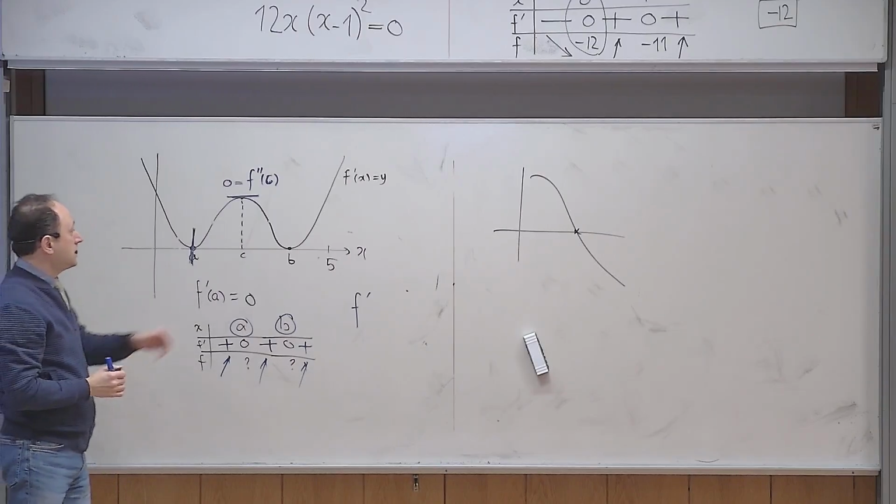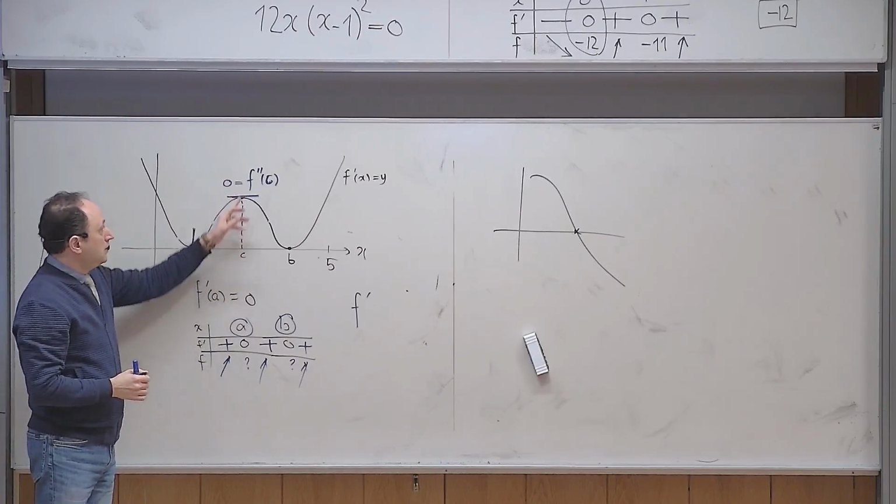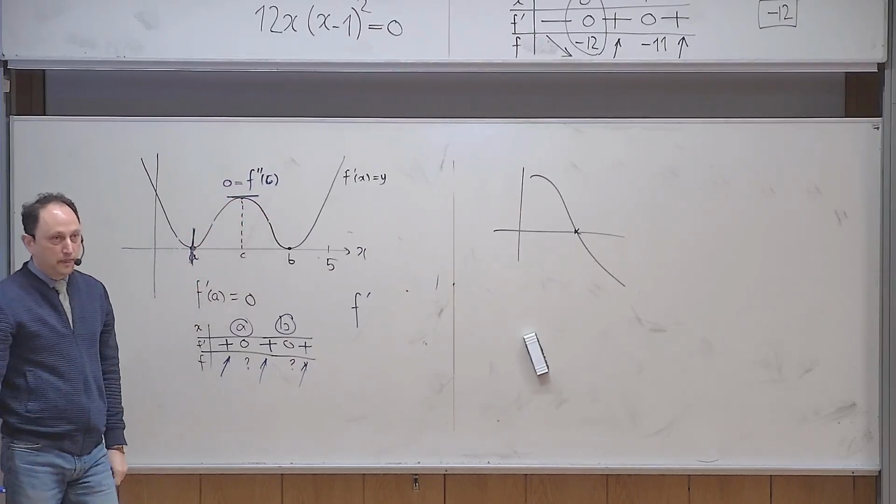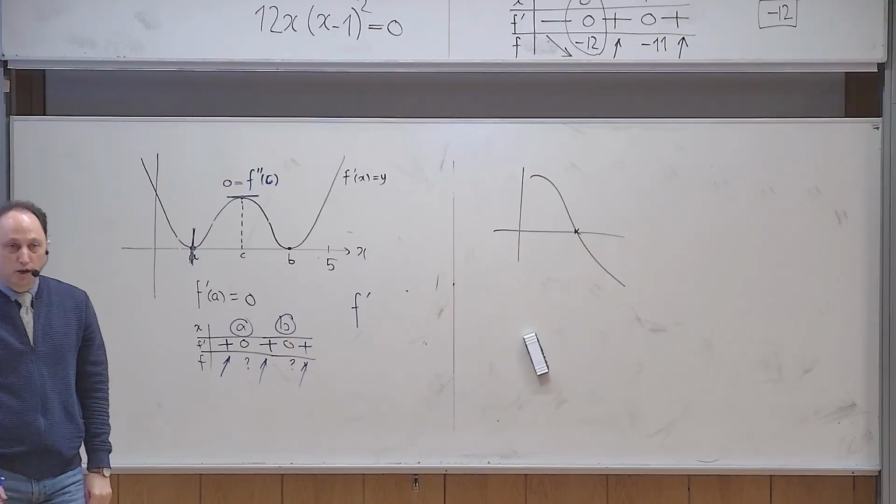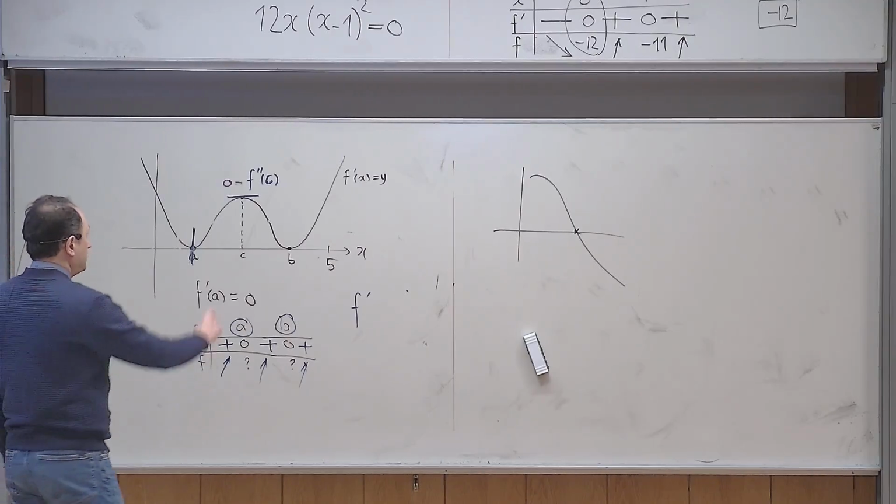Okay, so this means that if this point is c, f double prime of c is equal to 0. But if f double prime of c is equal to 0, this c is what?